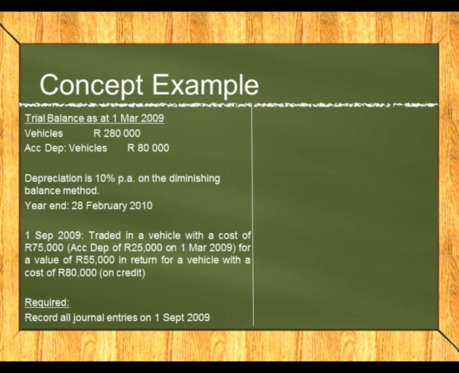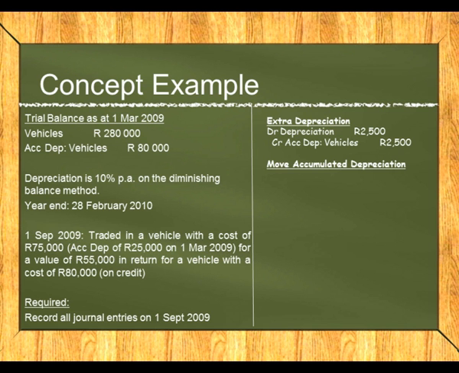Then if we look at the journal entries following those 5 steps. Step number 1 is to bring in the extra depreciation. You would debit depreciation with 2,500. You would credit the accumulated depreciation on vehicles with 2,500. The next step is to then move all the accumulated depreciation of the sold vehicle to asset realization. So you debit accumulated depreciation on vehicles with 27,500 and you credit your asset realization with 27,500.